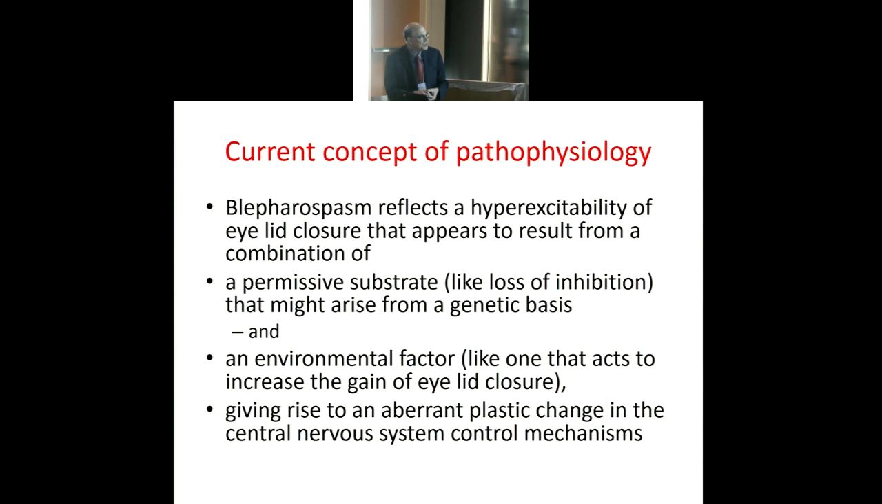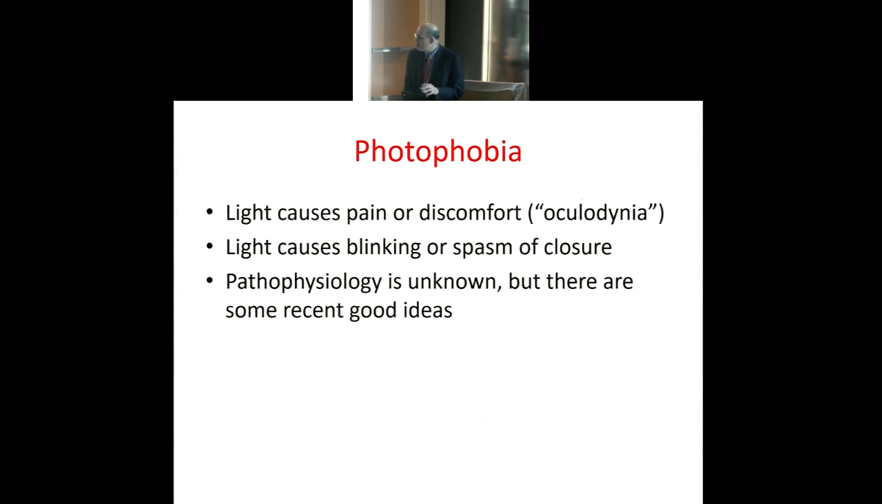Now, I'd like to briefly talk about photophobia. It is an important characteristic also of patients that have blepharospasm, and there is beginning to be some understanding of it and perhaps some sort of analogy that I'd like to mention in terms of the blepharospasm itself. So photophobia is where light causes pain or discomfort. That might be more properly called oculodynia than photophobia. Photophobia means fear of the light. And light can cause blinking or spasm of eyelid closure. The pathophysiology has been unknown, but I think there are some recent interesting ideas.